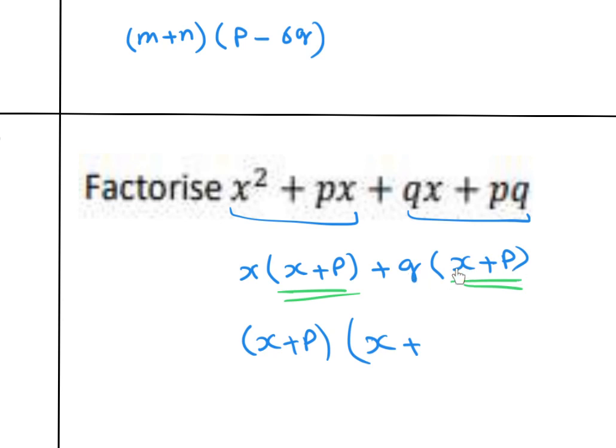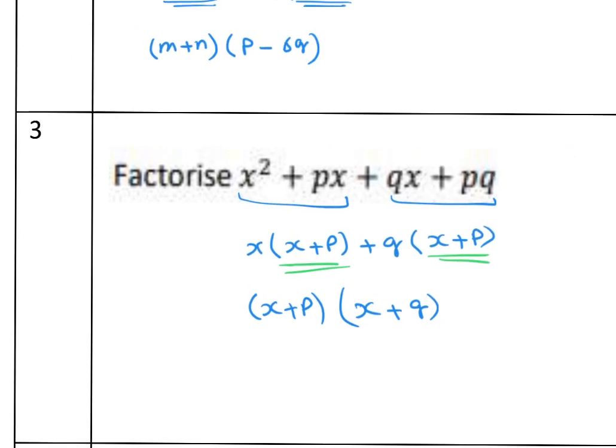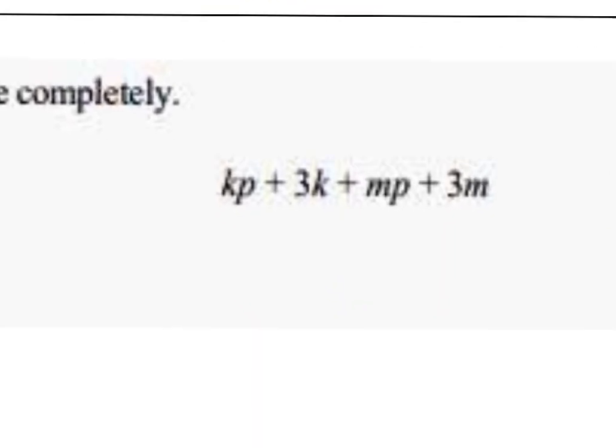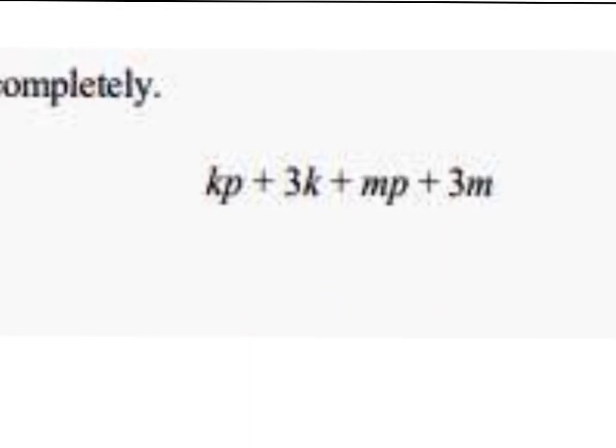Now q times x plus b, divide by x plus b, the x plus b cancels, so you have q. So this is the final. Now number 4, same, you can try on your own. Pause the video and try on your own.